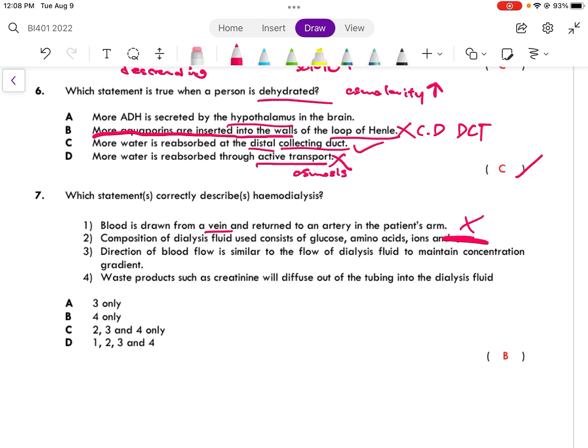3. Direction of blood flow is similar to the flow of dialysis fluid to maintain concentration gradient. That's not true. Blood flow and dialysis fluid should flow in the opposite direction. Last but not least, waste products such as creatinine will diffuse out of the tubing into the dialysis fluid. That's true. That's the whole point of hemodialysis. We want waste products to diffuse out of the tubing into the dialysis fluid. So the best answer is B. Only statement 4 is correct.